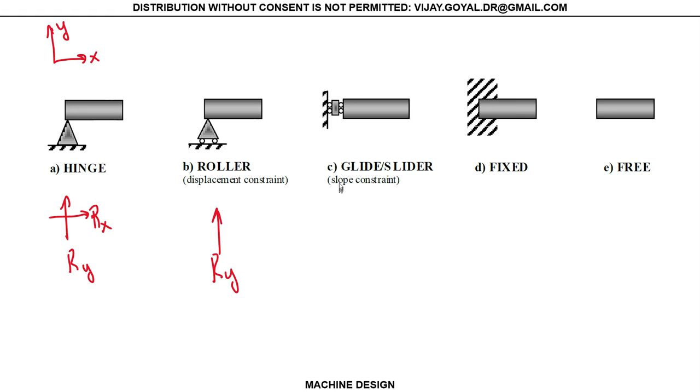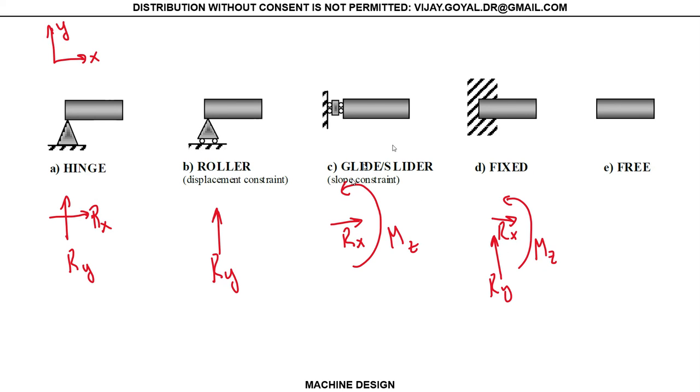Here, the glider is a very interesting case. Here, you are free to move up and down, and is restricted in Rx, and you also have a moment. So it's like the fixed case or clamp. The only difference is that we are relaxing in one of the directions. Here you have your moment in Z, and it's fixed here in Z as well. You don't really have any loads here at the tip because it's free.